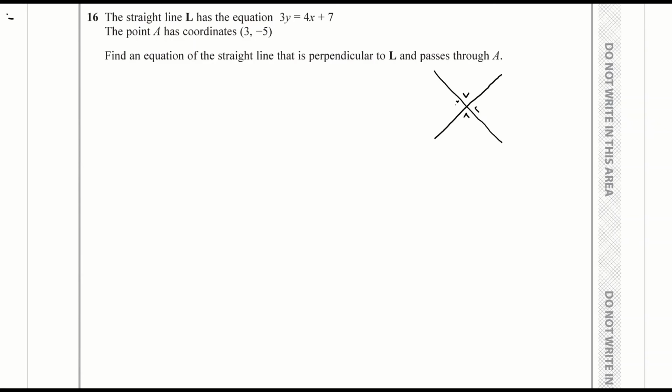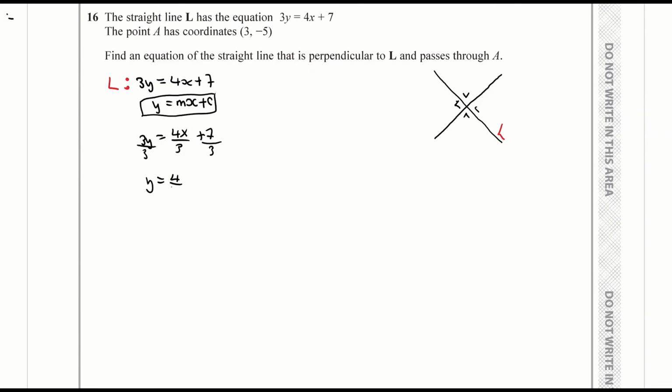So let's label this line L here. The equation of the line L is 3y is equal to 4x plus 7. The first thing I'm going to do now is find the slope of the line L. To do that, you need to write it in the form y is equal to mx plus c. So all I have to do here is divide across by 3. I'm going to divide all terms in my equation by 3, and that will give me y is equal to 4 over 3x plus 7 over 3. So the slope of the line L can be written as 4 over 3. I'm just going to write that in beside my line L.